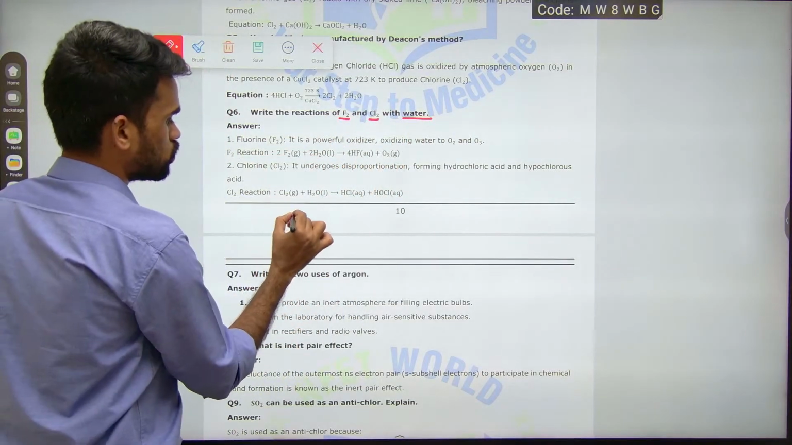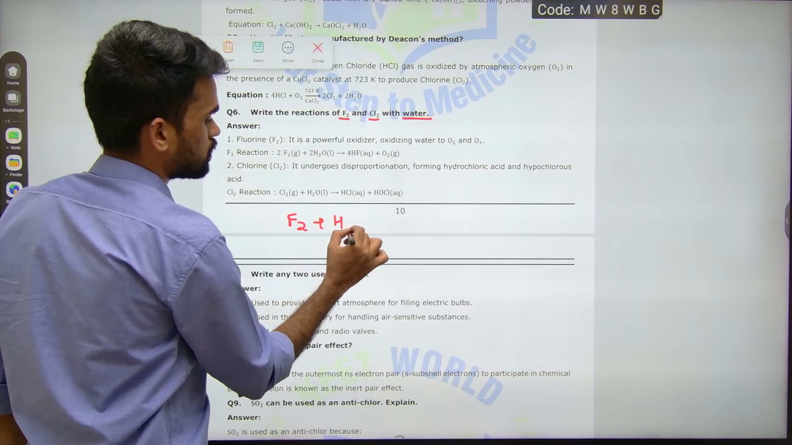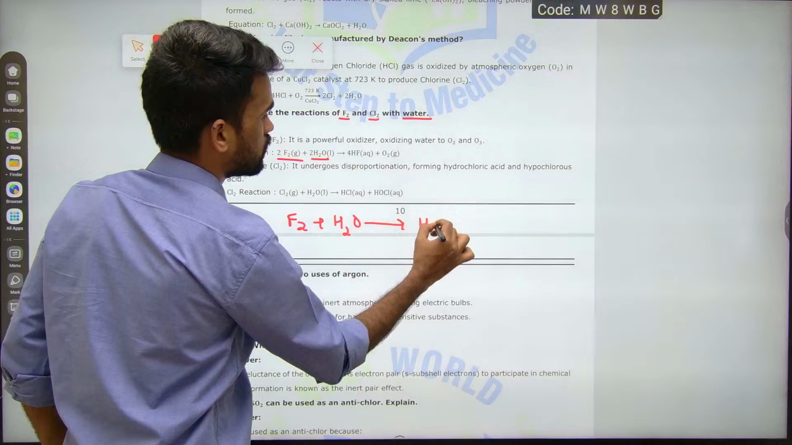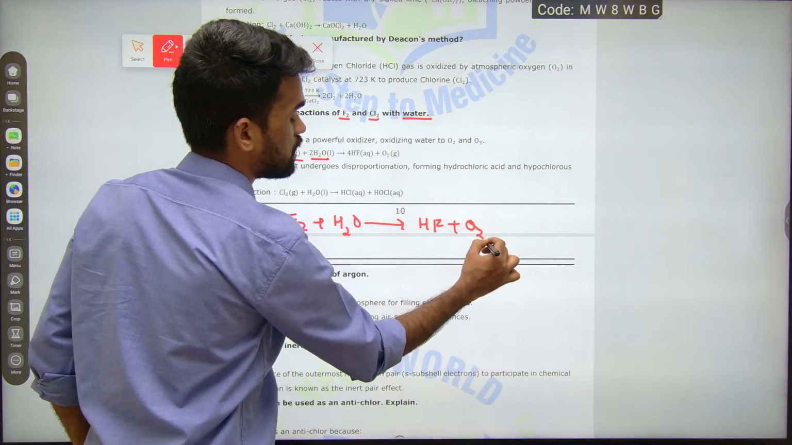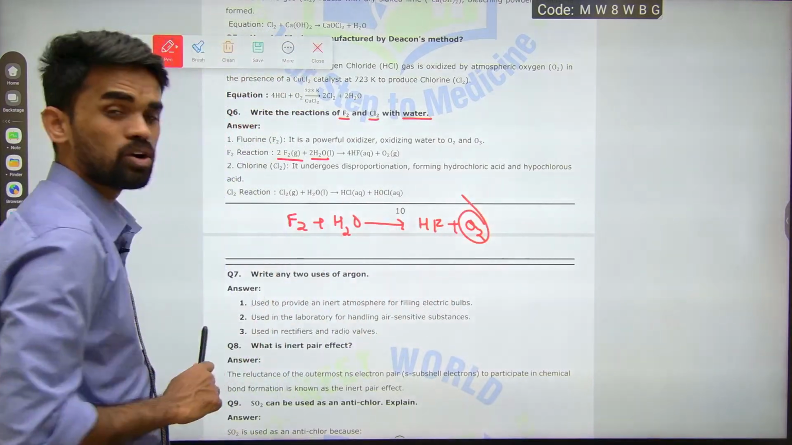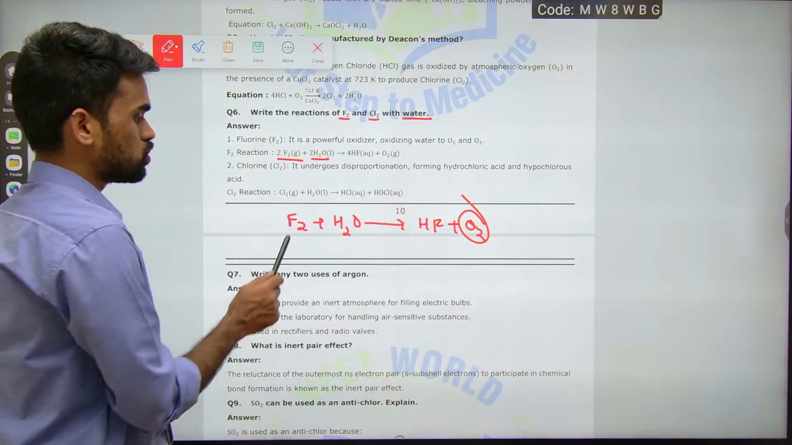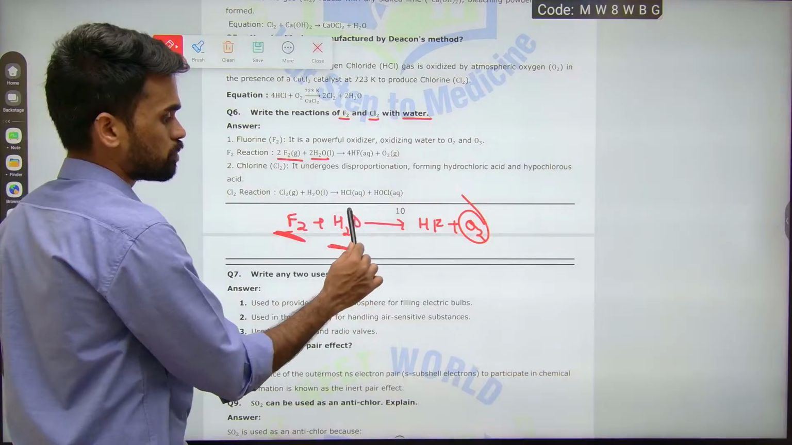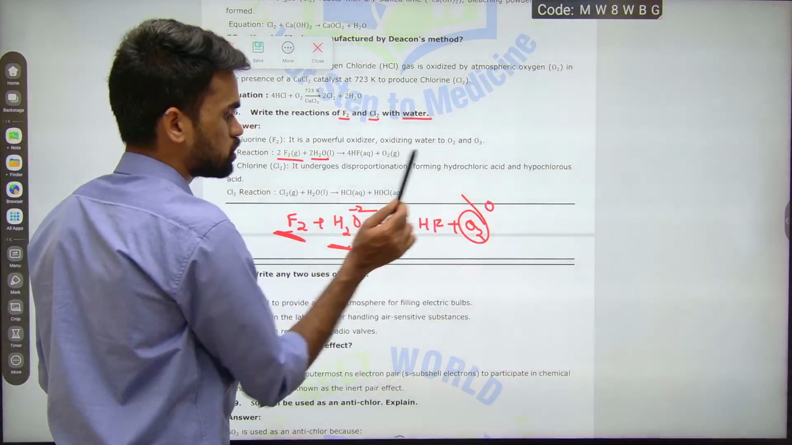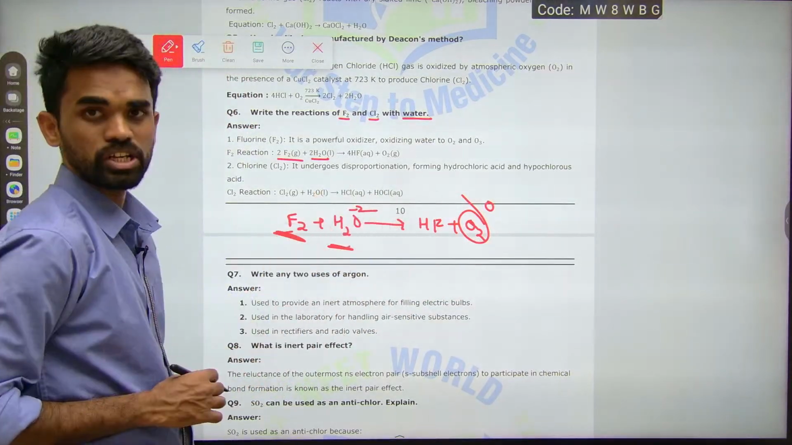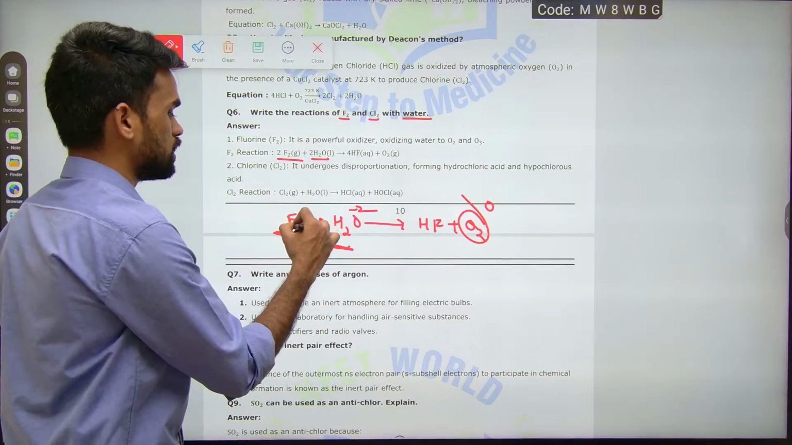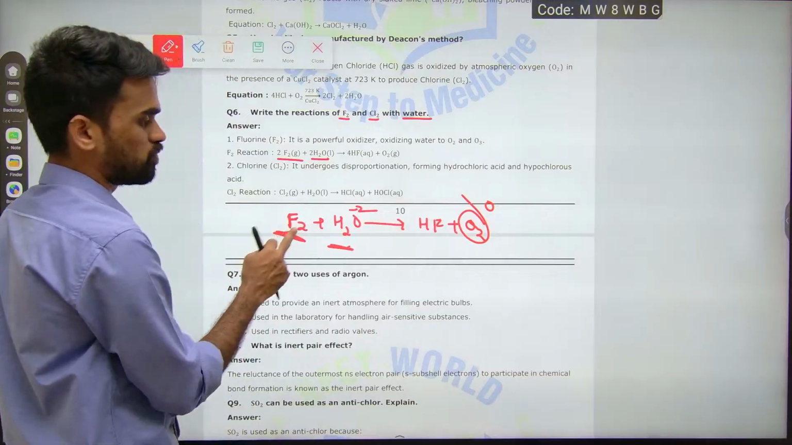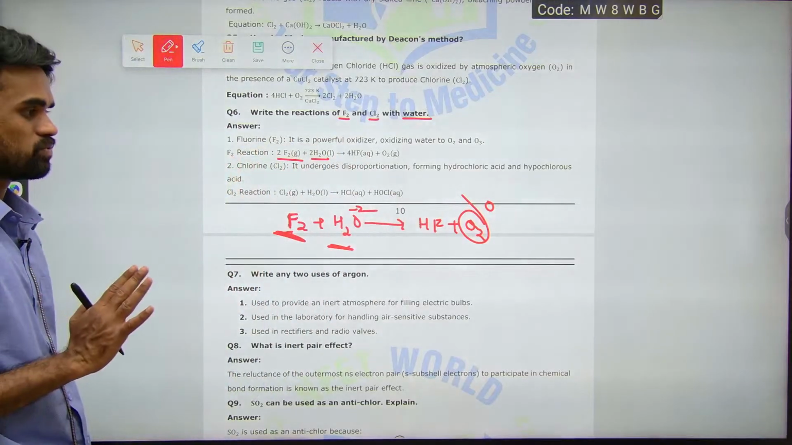F2 reacting with water produces HF, and oxygen gas is released. What is the product formed here? O2 gas is released. Here F2 is oxidizing water. The -2 oxidation state of oxygen is converting into 0, meaning oxygen is undergoing oxidation. Because F2 is a powerful oxidizer, it oxidizes others and reduces itself from F2 to F minus form. This is one important thing.